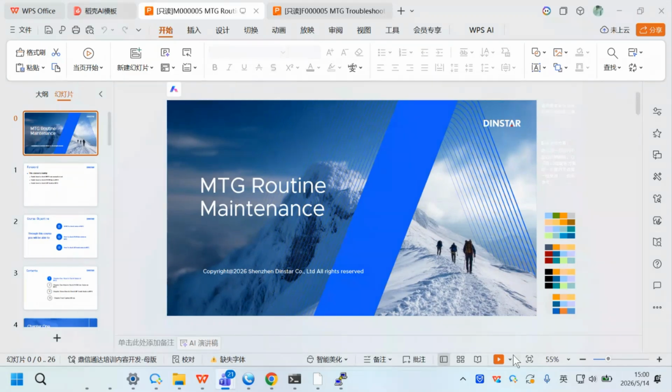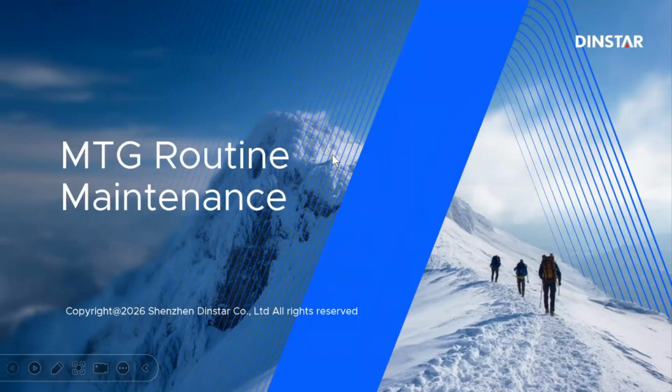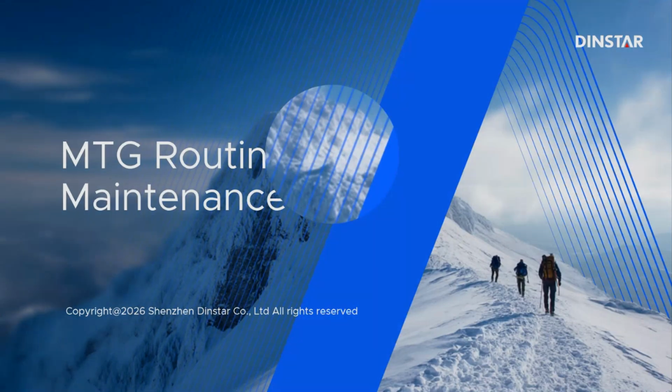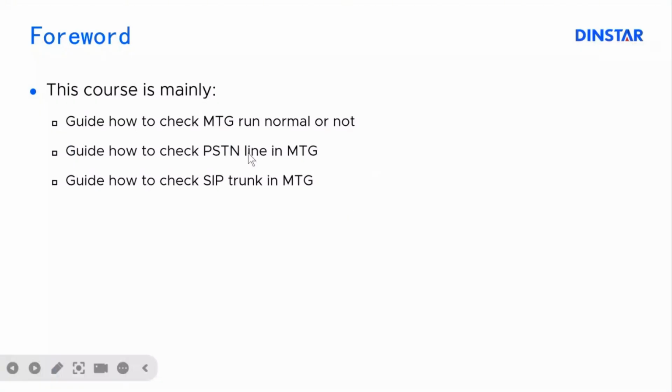Today's webinar topic is the MTG routine maintenance training course. Today we will focus on the daily maintenance of the MTG device. This course will guide you through three key parts. The first is how to track that the MTG system is running normally, the second is how to track and troubleshoot the PSTN line status, and the third is how to check the SIP trunk status. These are the most practical skills for daily operation.